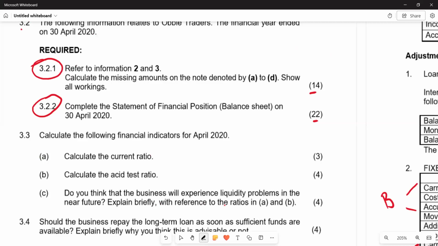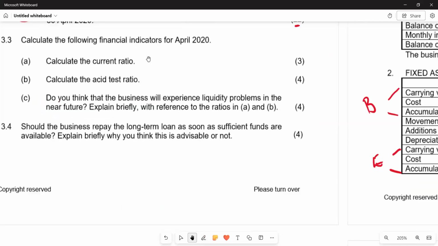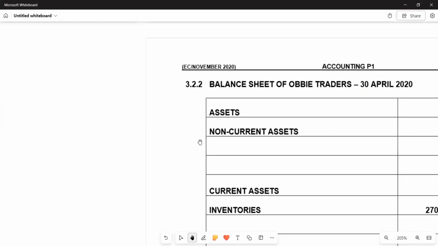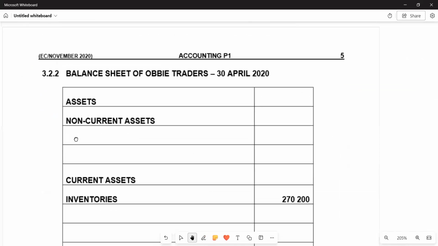Yes, this part. Now we are going to the second part of the question, whereby I say complete the statement of financial position, balance sheet, on 30th April 2020. So we go to our answer section, trying to see the balance sheet as presented in the answer book. This is our balance sheet of Orbit Traders on 30th April 2020. So we'll start with non-current assets, whereby we are going to start with the fixed assets.